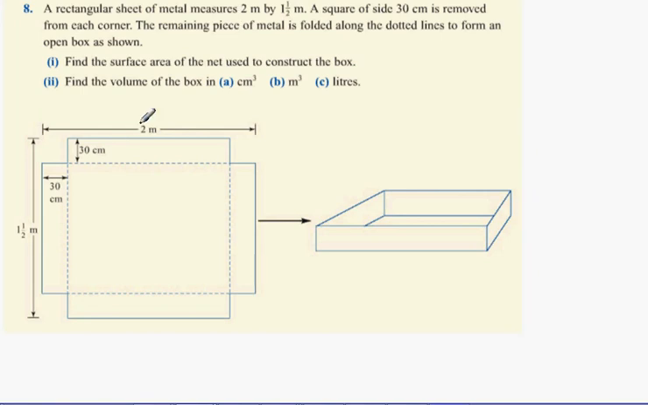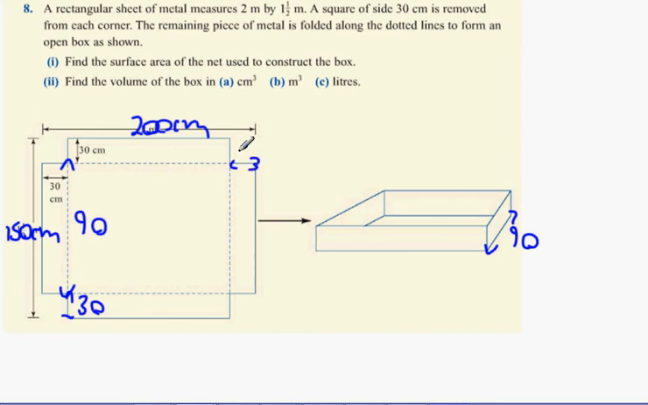Okay, so 2 meters is 200 centimeters. 1.5 meters is 150 centimeters. Now, how much did we cut off each end of the 150? We cut off 30 here and 30 down here. So what is 150 minus 2 30s? 90. So it's 90 from here to here. Its width is 90. Same thing, 200 minus 30 minus another 30 is 140. So it's 140 wide, 90 across, and what's its height? 30, because it's folding upwards, okay?